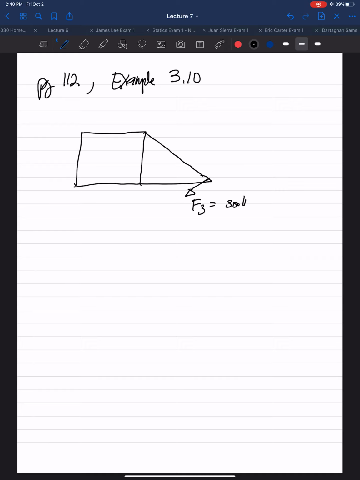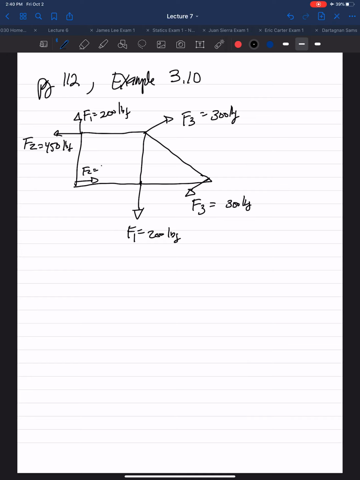Three 300-pound force. F3 300-pound force. You have F1, one is 200-pound force, and the F1 force. You have an F2. This is 450-pound force. And you have an F2 force.